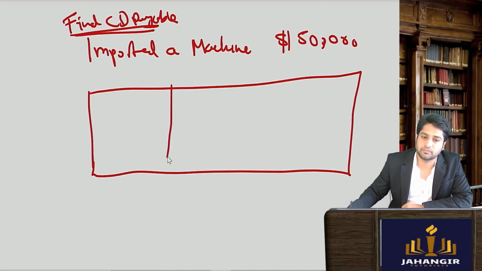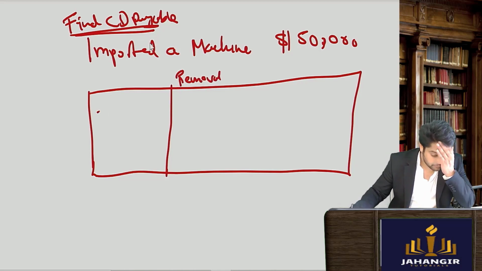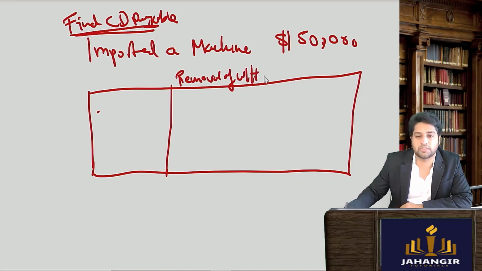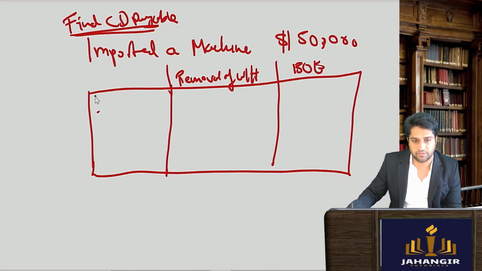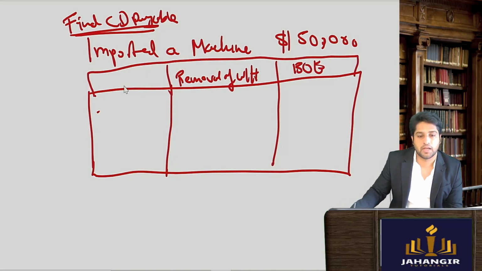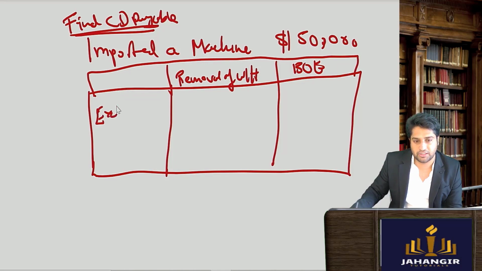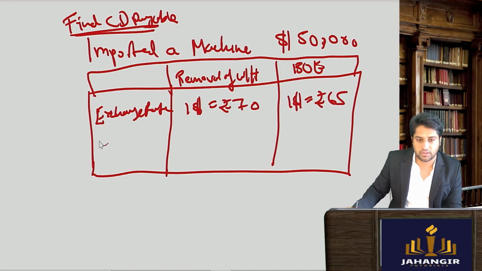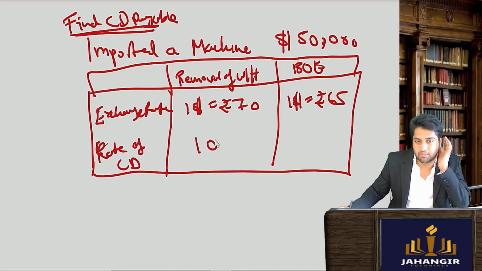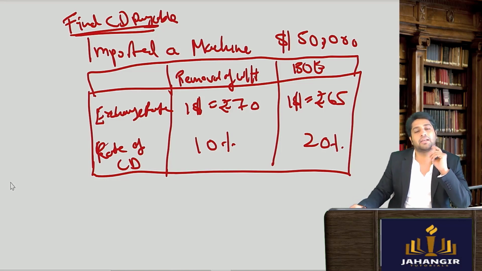Now this is a table given here: the duty and the removal from warehouse, and here at the filing of the bill of entry. When you file the bill of entry, I give you different rates. Now when you are filing, the exchange rate was $1 is equal to rupees 70 and $1 is equal to rupees 65, and here the rate of custom duty was 10% here and 20% here. Can you calculate and give me the answer?